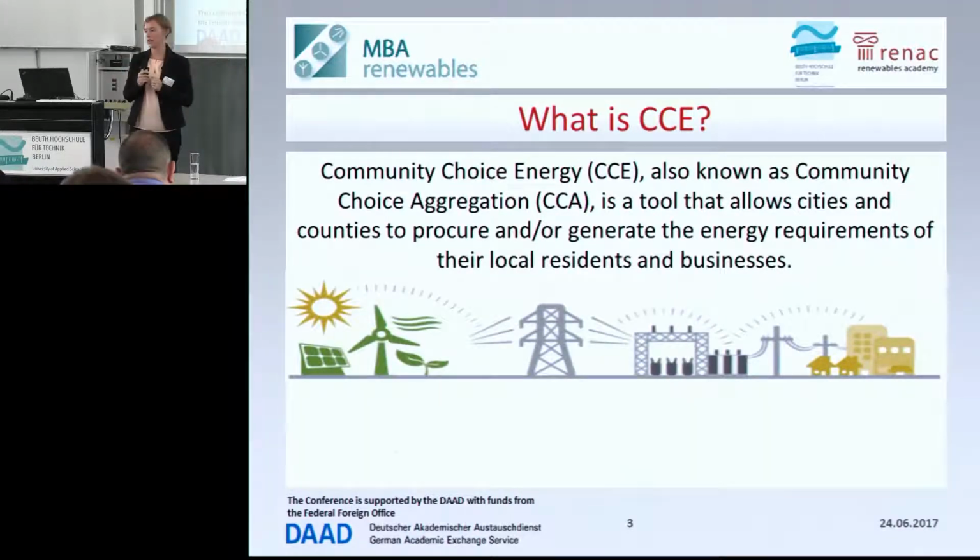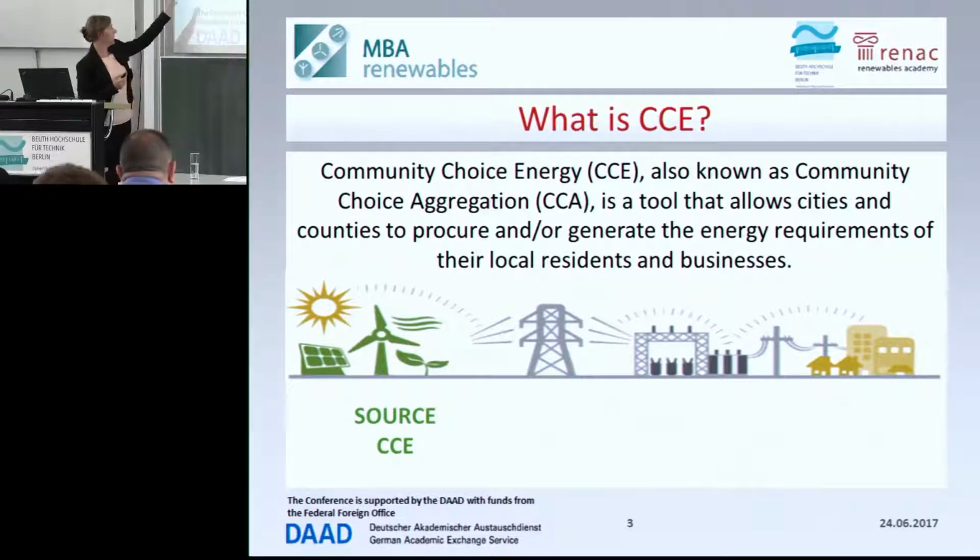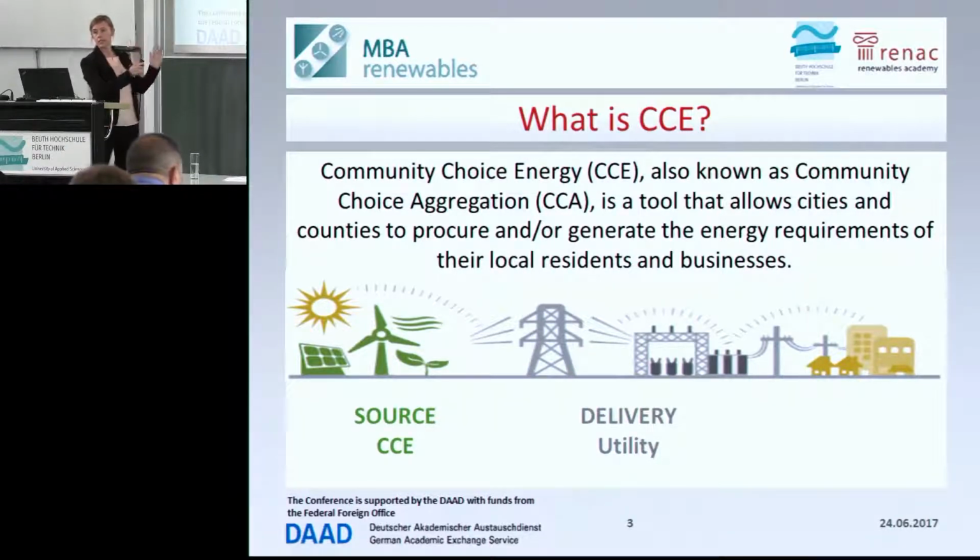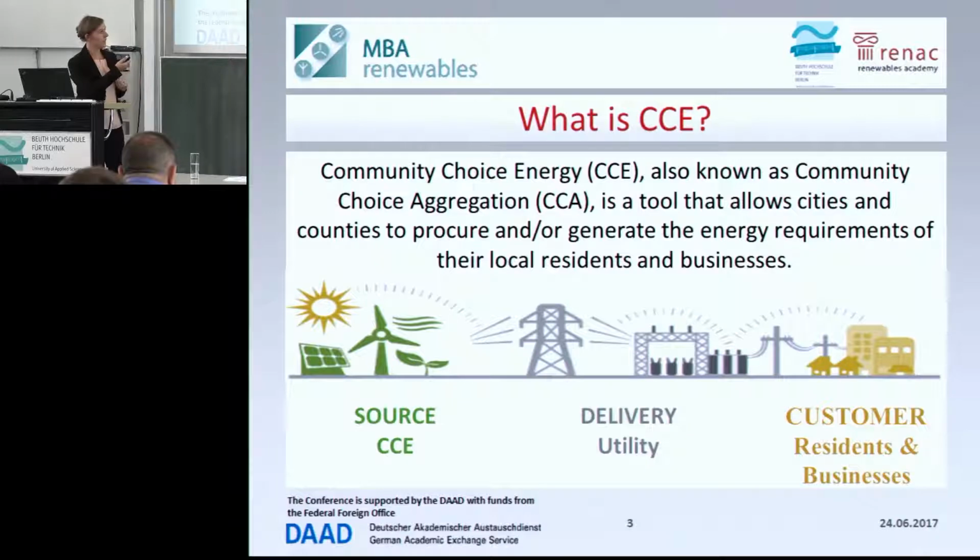And how does it work? The CCE is in charge of the procurement of generation of the entire electricity of a city. In this way, it can decide what kind of electricity to procure, more renewable energy or focus more on cost and so on. The utilities still deliver the electricity. So the utility is still part of the value chain, but in this case, only delivers to the city. And then we have the customers, which are the residents and the businesses.